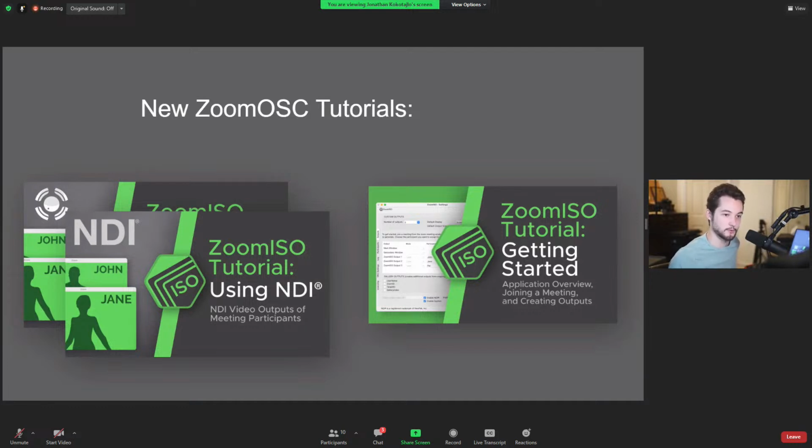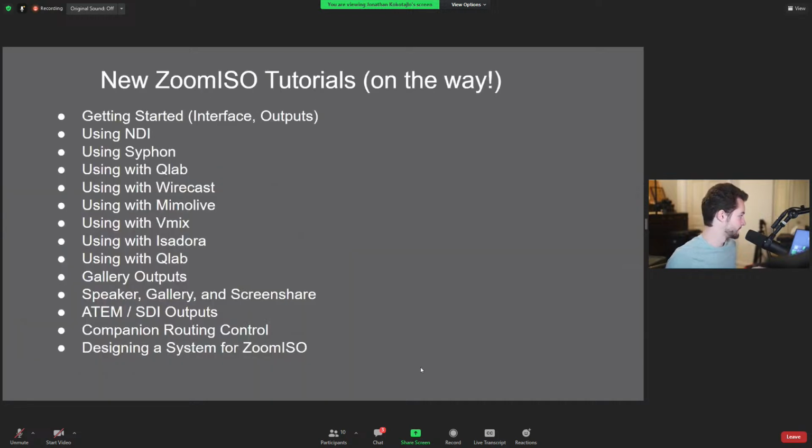And then we have another video, which we posted before, which is a launch video, and it describes the overall capabilities of ZoomISO. We're going to be continuing to update these as we get more information and new updates about the program. And then we also have 2 videos on using NDI and using Siphon, which are 2 of the common protocols to output. Here's a list of all the tutorials that we have on the way.